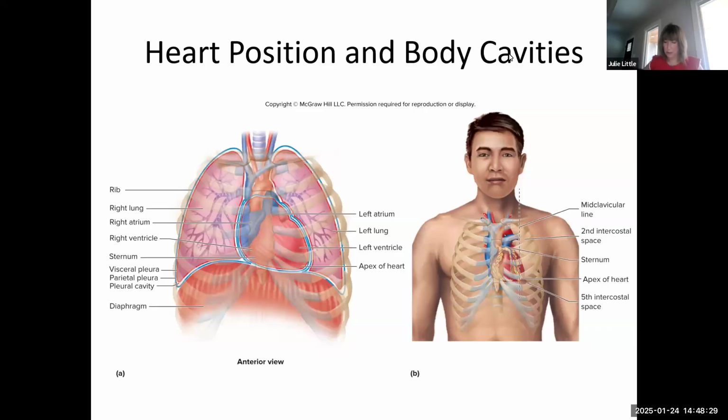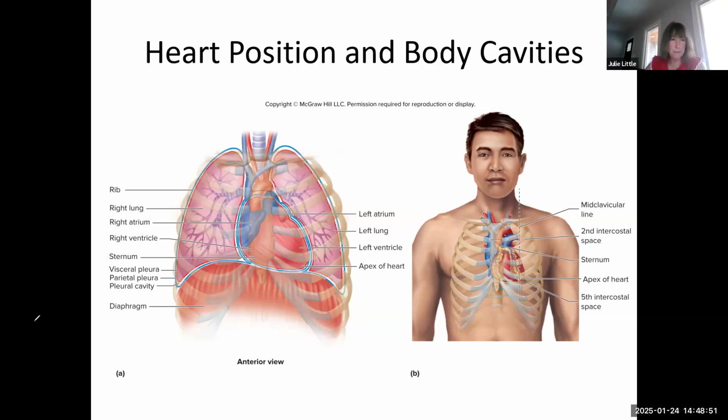Okay, this is an introduction to, well, this is going to be part 2 of the cardiovascular system. We've already done part 1, which will be blood, and then part 2 will be the heart, part 3 will be the blood vessels. And in this lecture, we're just doing some basic introduction to heart location and some structures in the wall of the heart and around the heart.